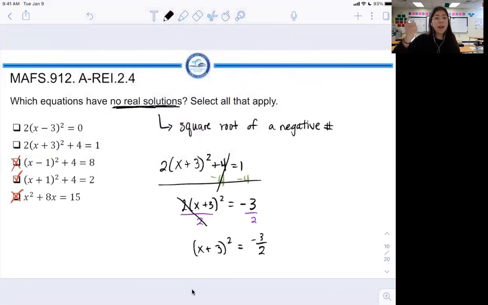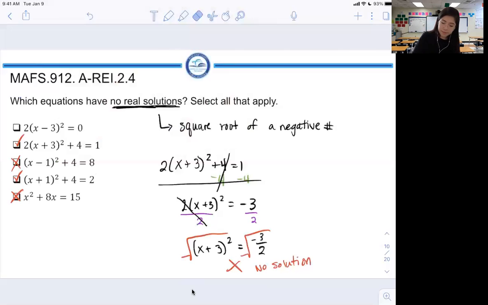Negative 3 over 2. Now I want to take the square root, and am I good to go or do I have an issue? I don't think we should. I think we're bad because it's a negative 3. You have a negative. Can't take the square root of it. This is no solution. So I found another answer. All right, one more to go.